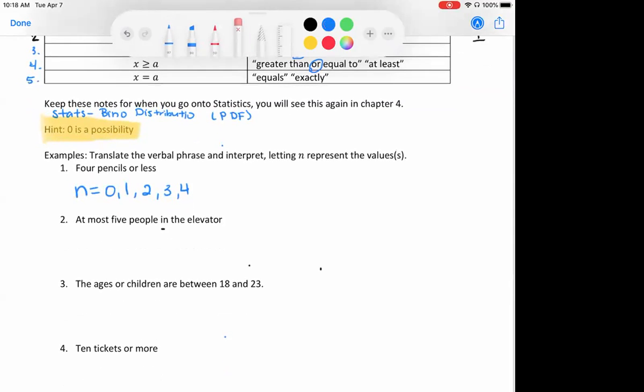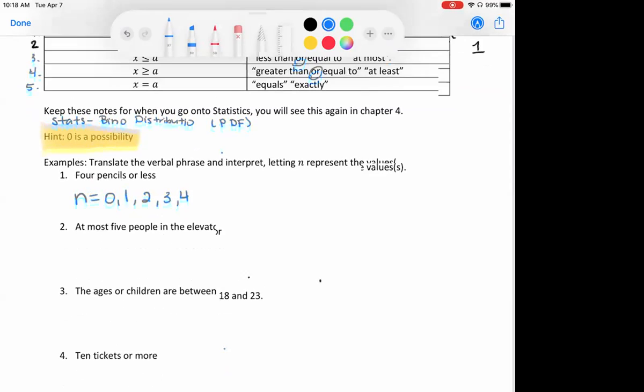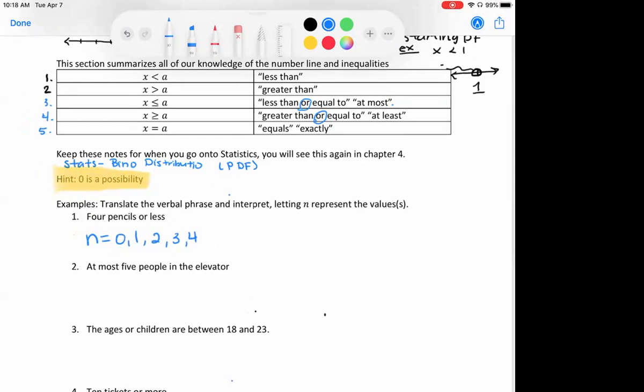This is the one that creates the most hiccups, that at most phrasing. At most, 5 people in the elevator. Well, we see that one often. At most applies to that number and the numbers less than that. So at most 5 people, so 5 would be the max. And then any number that's less than that would be okay, including 0. Having 0 people or 0 pencils, like our previous example, is totally a possibility.